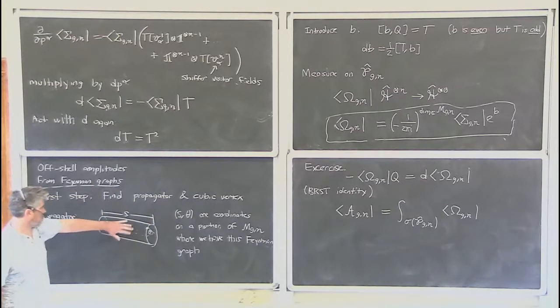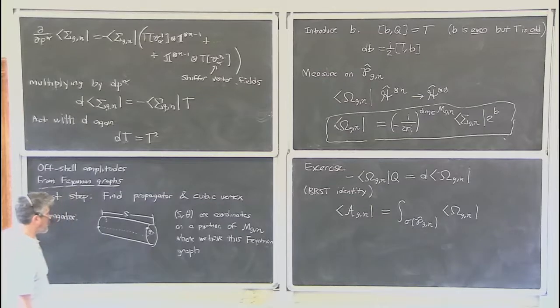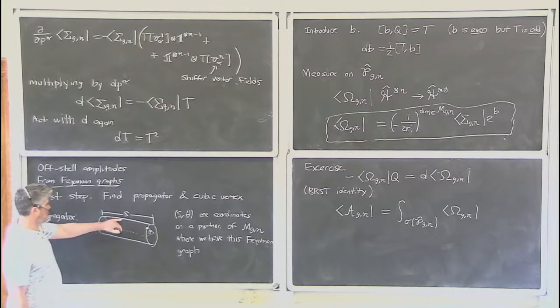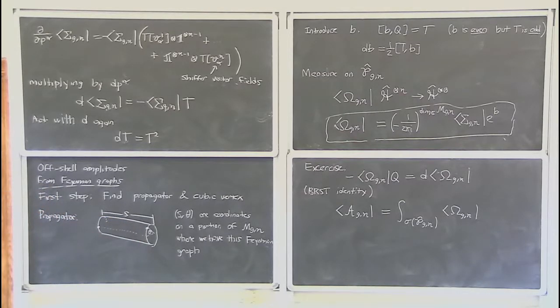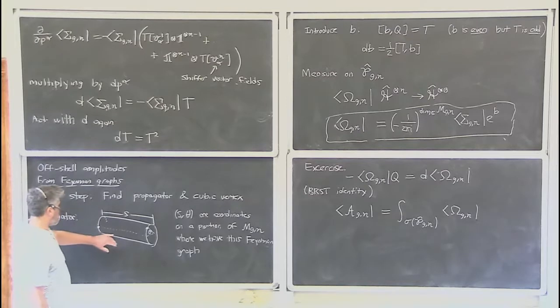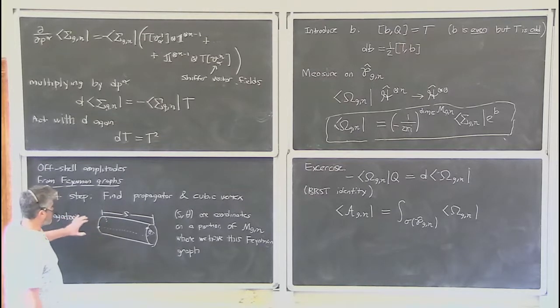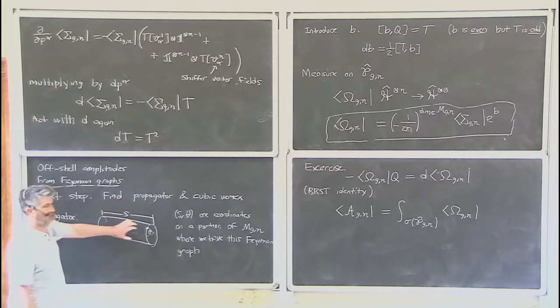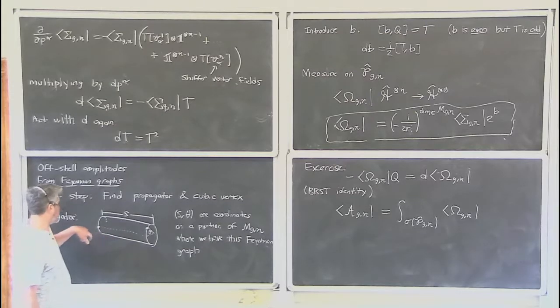The point is that because S and theta are coordinates on the moduli space, and we have to integrate over the moduli space, we need to integrate over S and theta. So the actual propagator will in fact be a continuous linear combination of these tubes, where we are integrating over their length and their twist angle.